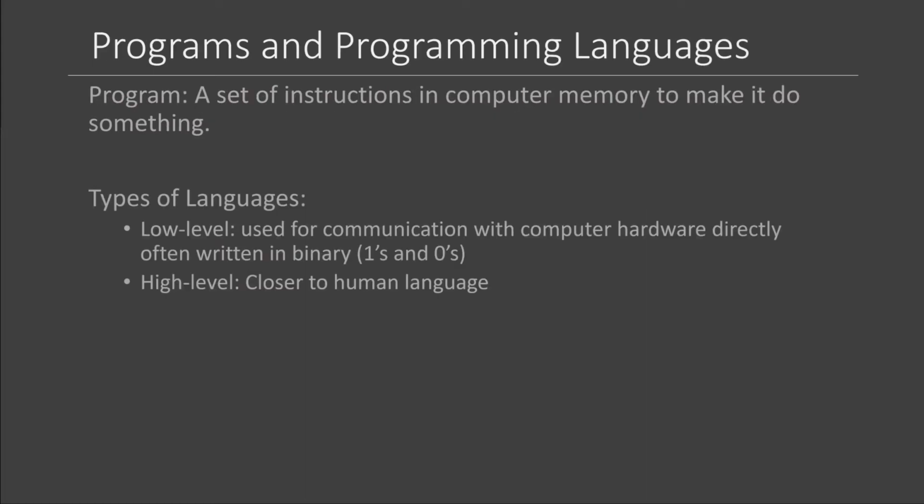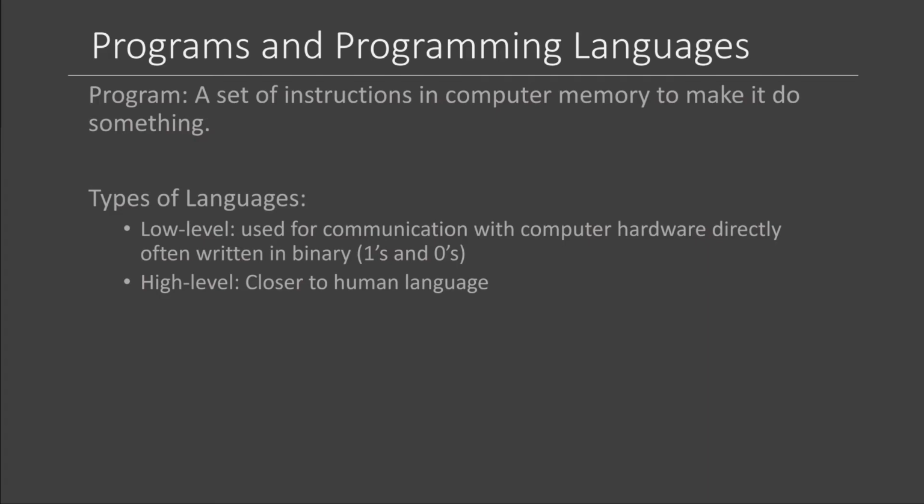Now, what exactly is a program? A program is a set of instructions in a computer's memory to make it do something. Anything really, which you want it to do. We have two types of languages, low-level languages and high-level languages. So low-level programming languages are used for communication with a computer's hardware directly, often written in binary. Binary is the only language a computer can actually understand.